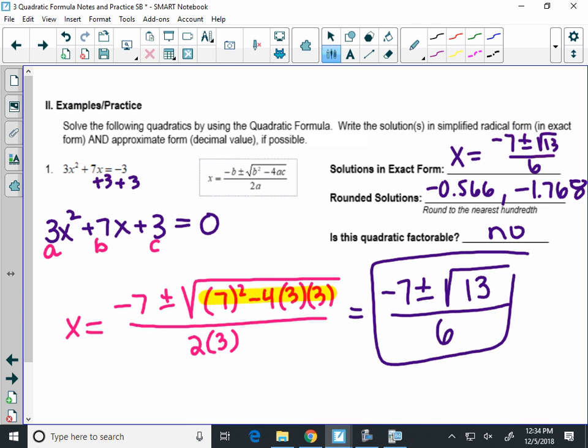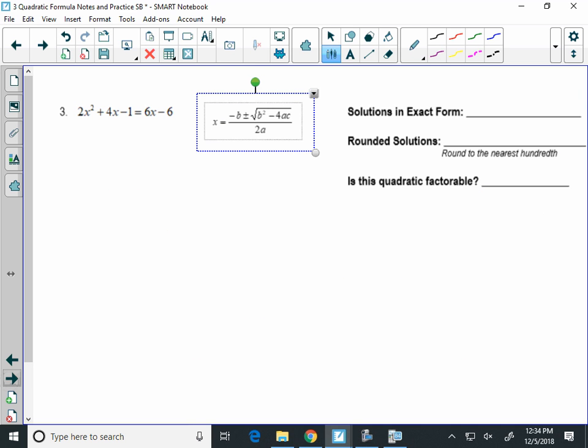All right, let's see. We'll do one more. Do you want to do 2 or 3? 3? Okay. Yeah, let's do 3. This is a good one. I have 2x squared plus 4x minus 1 equals 6x minus 6. What do you have to do first? Put it into standard form. So you're going to need to subtract 6x from both sides. And you can do it in one step, you also have to add 6 to the other side. You want to do that for both.